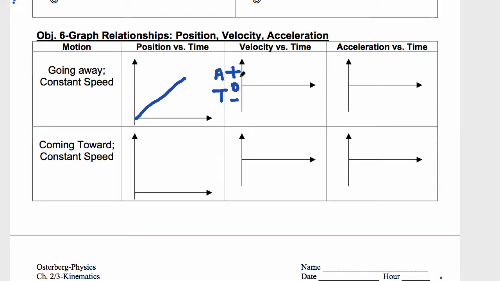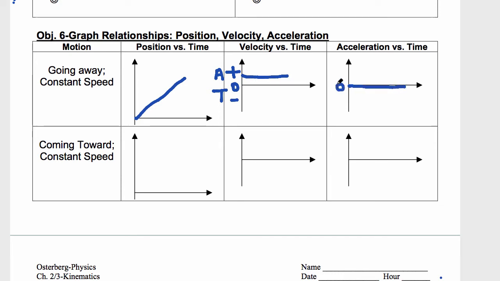That means what's true about my velocity? Is it changing or not changing? Well, if it's a constant speed, that means it's not changing. So you should picture a horizontal line, not changing, in the positive area. And if you're going faster, it'd just be a higher line. If you're going slower, it'd be a lower line. And then acceleration versus time, well, if you're at a constant speed and your velocity is not changing, your acceleration is 0. So it should be a line at the 0.